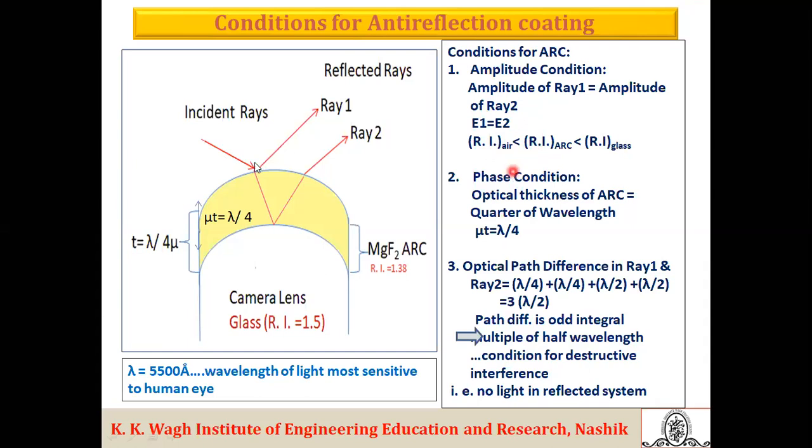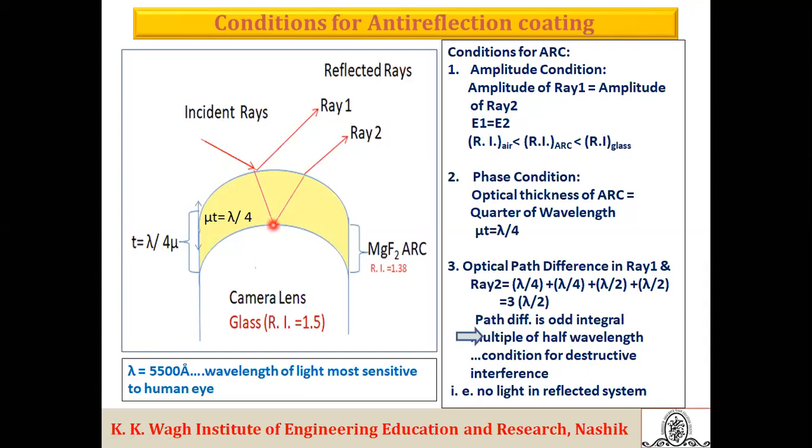Now how does this anti-reflection coating work? When light falls on the anti-reflection coating, then here at the surface it is partially reflected as ray 1, and then partially it is refracted inside this anti-reflection coating.